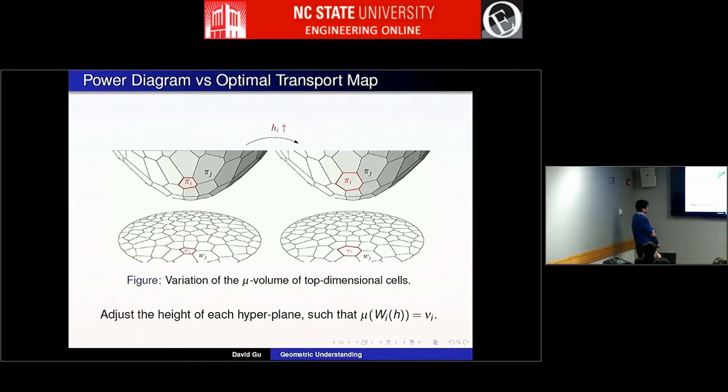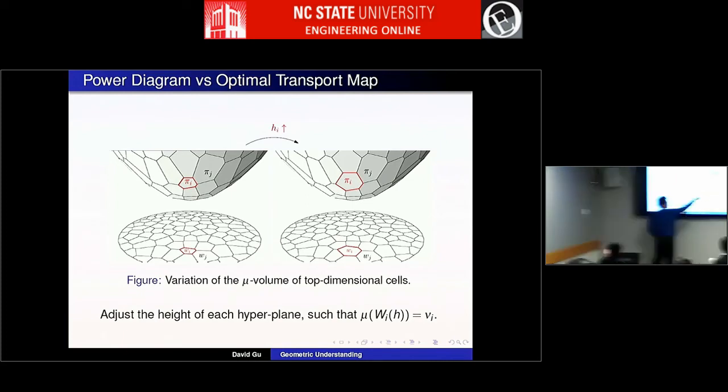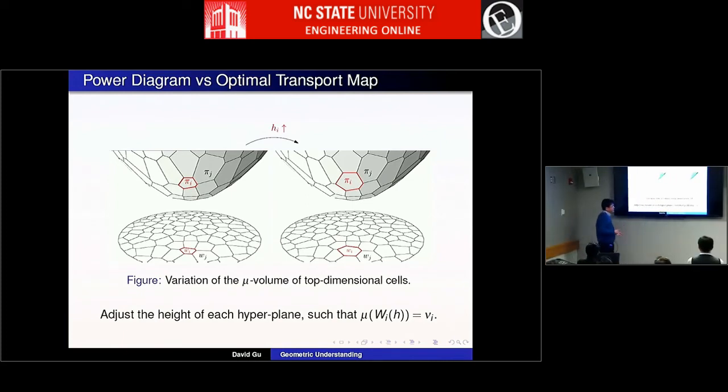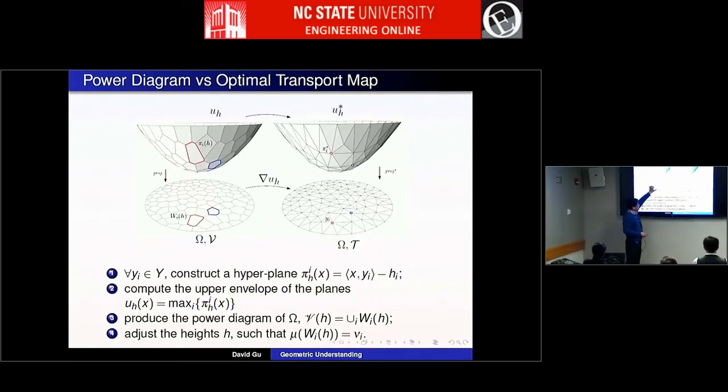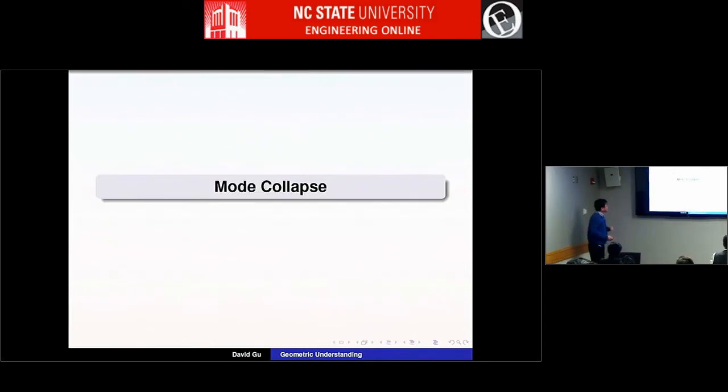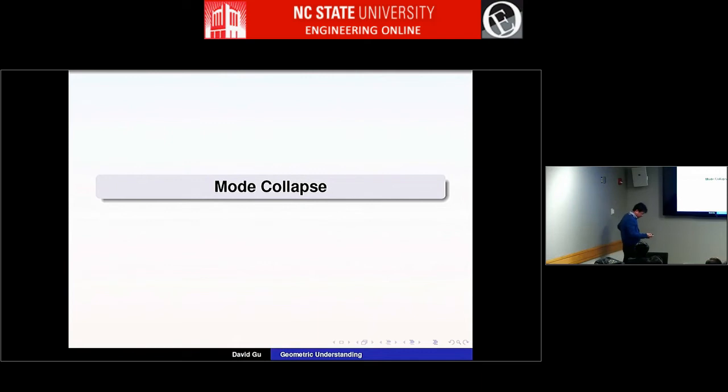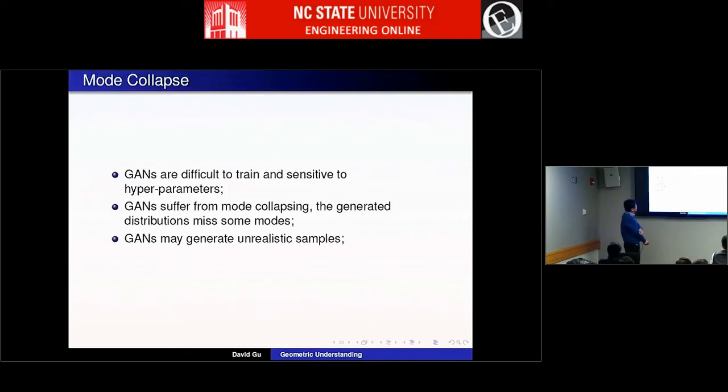Here you see that if we change the height of one supporting plane, the projected area will change. Very intuitive. But then the optimization is highly nonlinear. Finding the exact heights is non-trivial. It's not a linear problem. Then using this picture, we can explain the difficulty of GAN models, like mode collapse.